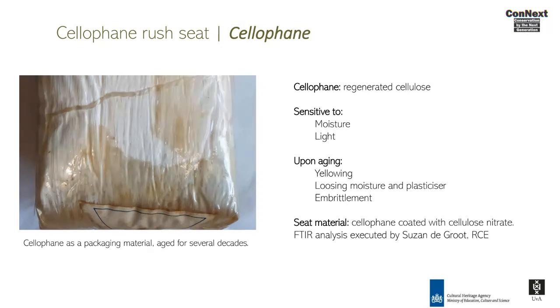The moisture sensitivity of cellophane can be a problem that's often overcome by applying a coating, for instance, of cellulose nitrate. And indeed, on our object, FTIR analysis showed that the cellophane of the Superleggera has been coated by a layer of cellulose nitrate. The analysis was carried out by Suzanne de Groot of the Cultural Heritage Agency of the Netherlands.